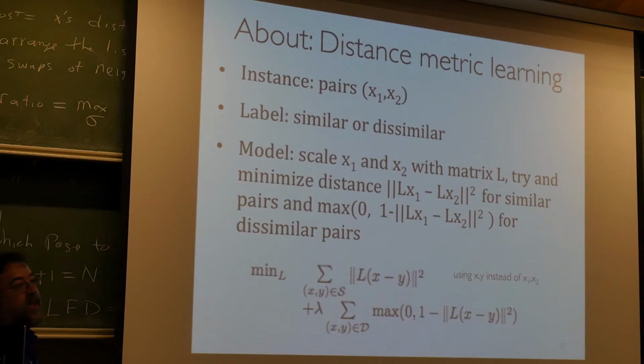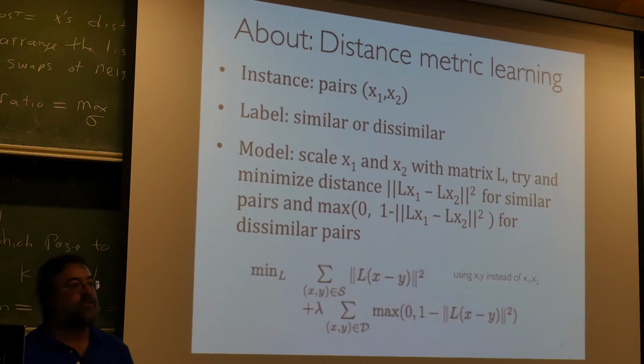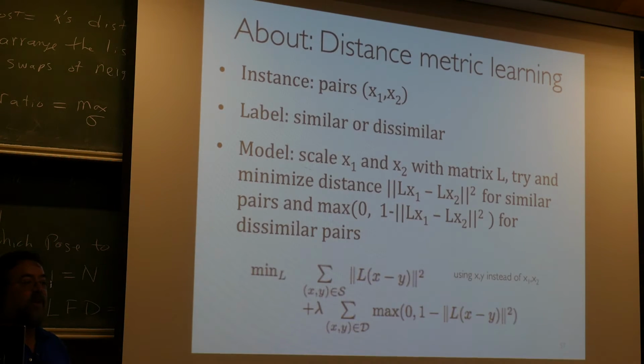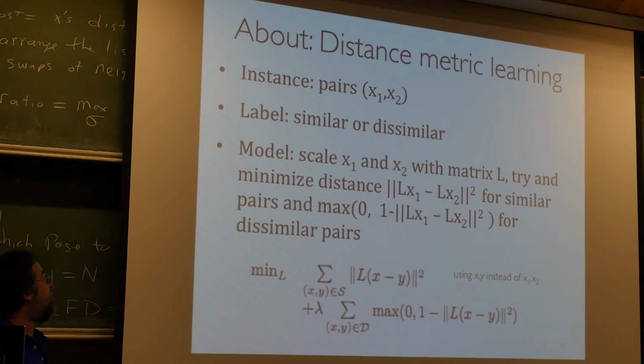So the problem we're looking at here is distance metric learning, which I haven't really talked about, but it's a pretty simple idea. In distance metric learning, rather than classification, so in classification, someone gives you an example, X, and you say what the label is, +1 or -1, let's say. Here someone gives you 2 examples and you say, are they similar or not similar? So are they nearby or not nearby?